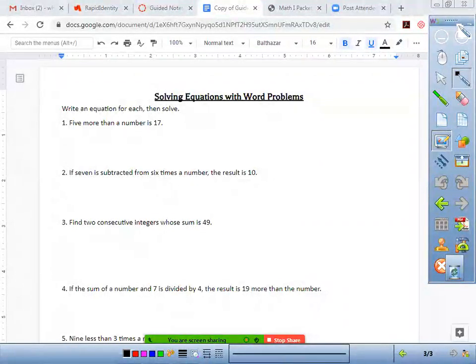5 more than a number is 17. So we got to write an equation. This goes back to our verbal and algebraic expressions that we were doing the other day. 5 more than a number. How would I write that?